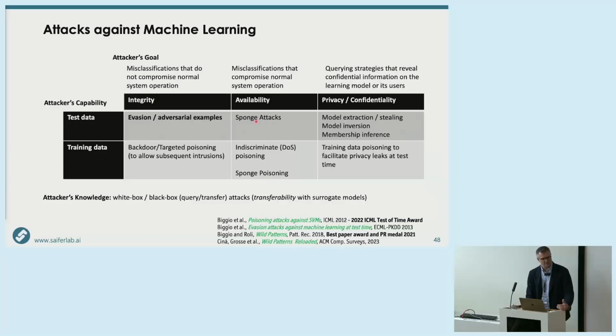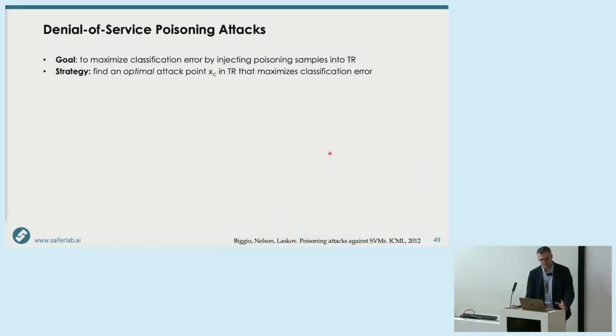If I can manipulate test data and I want to undermine availability of the system to legitimate users, I can do sponge attacks. They try to consume energy and increase latency of the system, so the system becomes unavailable to the other users. Or you can try to do model extraction, model inversion, or membership inference for privacy. If the attacker can modify training data, they can backdoor the model if they want to violate integrity, because the model still has to work well for benign users, but when the attacker decides to step in, they get access. Or you can do poisoning on the availability. I want to inject some training points that screw up the overall learning process, and so on and so forth. On these, I will just quickly sketch these denial of service poisoning attacks.